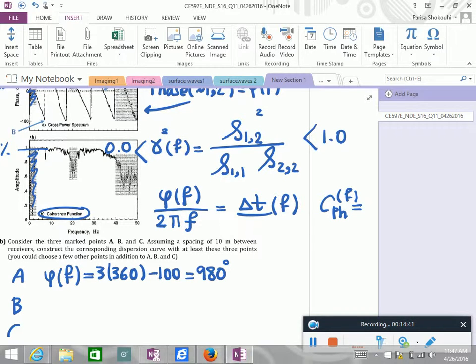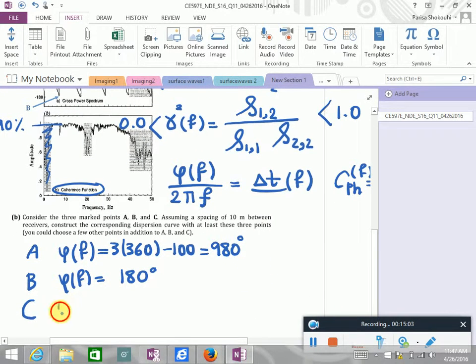So tell me what is at B. What's the phase at B? How much? It's 180, right? Oh yeah, I'm sorry. So it goes from 180 to, it goes from pi to zero to negative pi. Yeah. How about C? 3 times 360. Exactly.